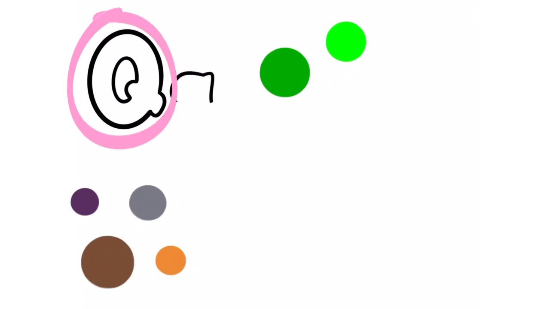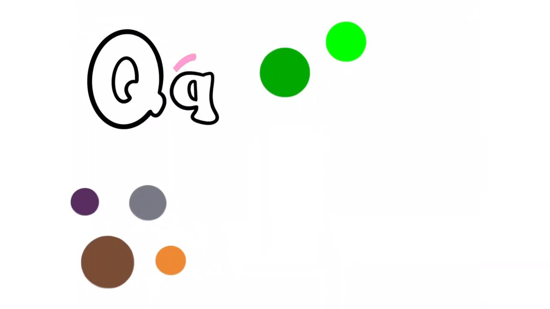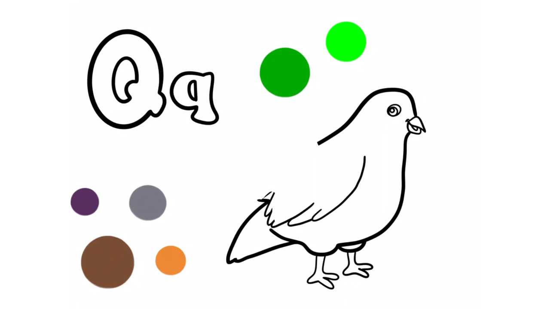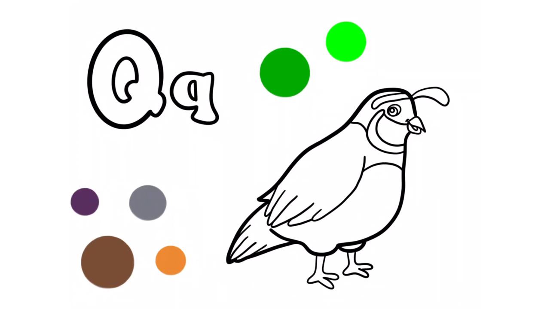Capital letter Q. Lowercase Q. Quails are small birds, usually about the size of your hand. People like to eat quail eggs because they're tasty. Quails are really good at running. They're like speedy race cars of the bird world. What sound does the quail make? They are very friendly birds, and they live in groups.